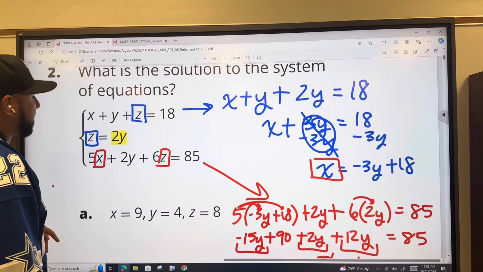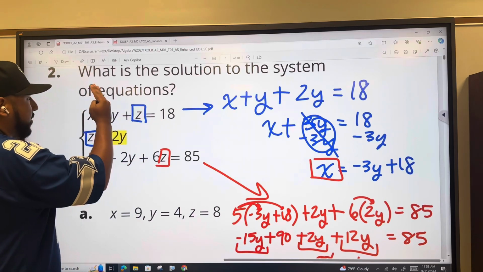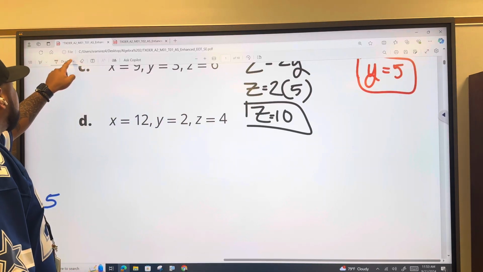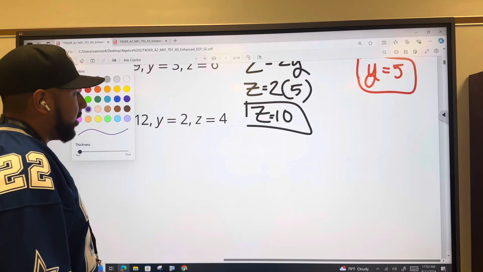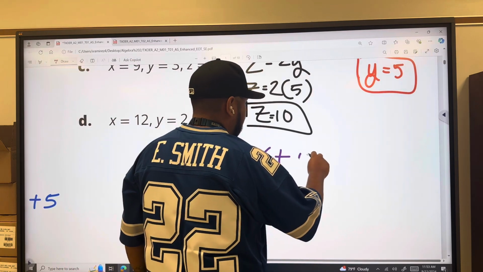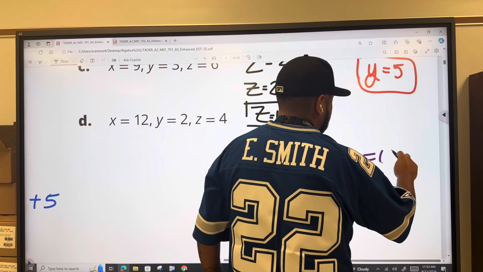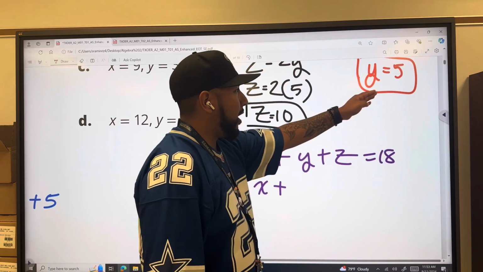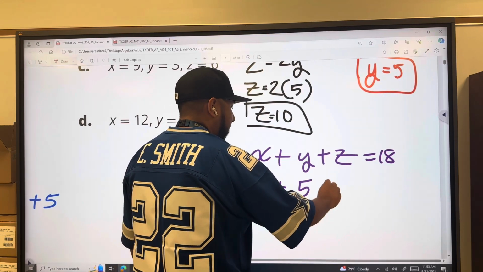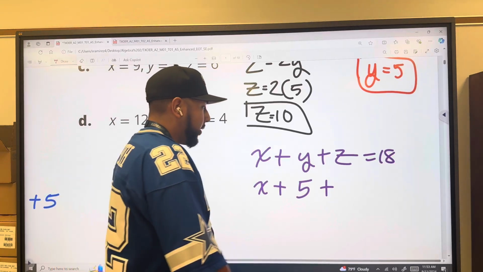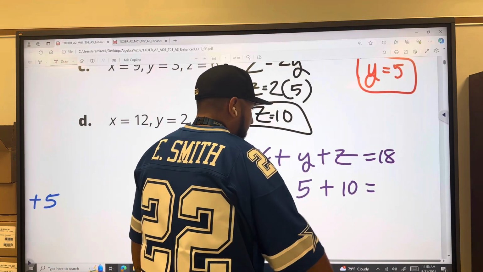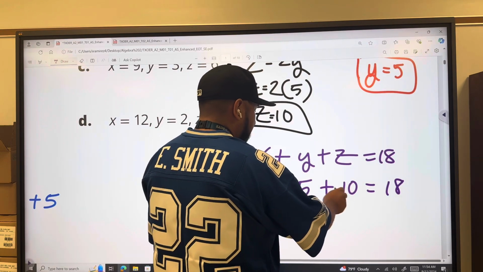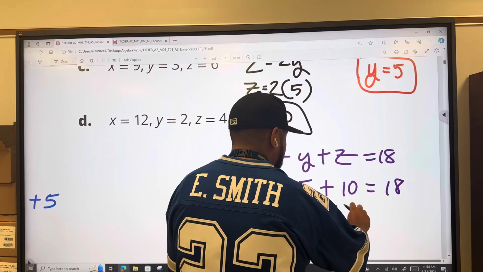Now I've got my last piece. We need our x, and the easiest equation to do this is the first one, x plus y plus z. Hopefully we can just look at it and do it, but it's okay. We're going to do it all together. So I've got x plus y plus z equals 18. X stays alone because I still don't know what that is. Plus, instead of y, I have 5. Plus, instead of z, I have a 10. Some of us probably already know the answer. X plus 10 plus 5 is 15.